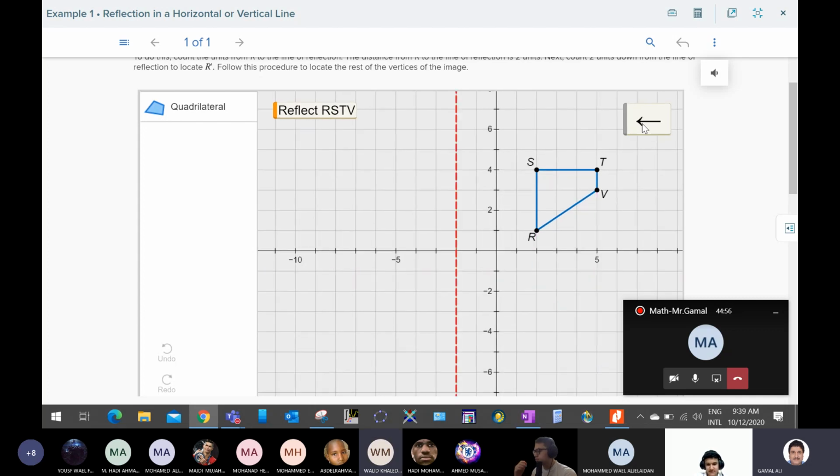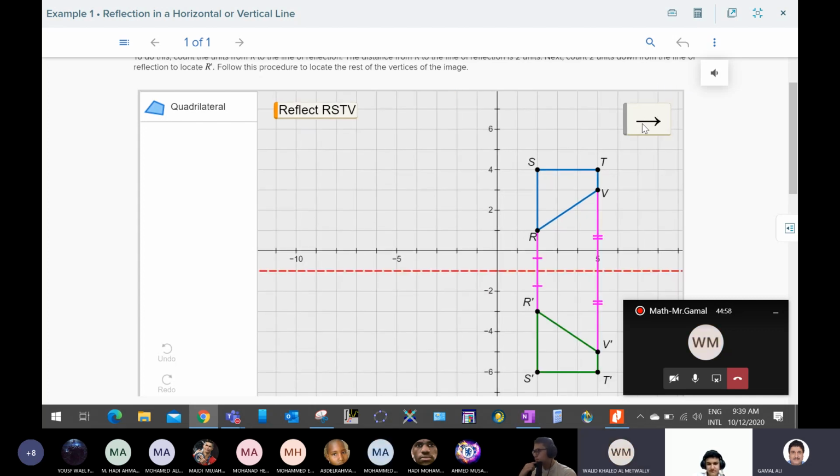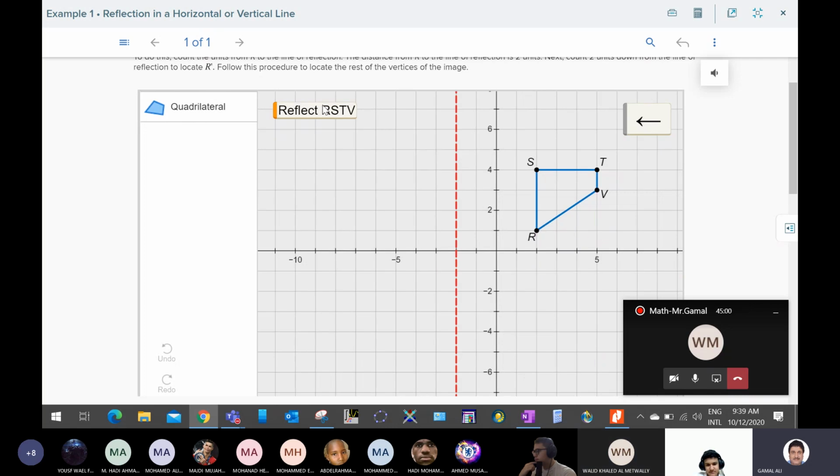Yes. It will be the same. So the length doesn't change, and the angle measures don't change. The proportions are not reversed. But the quadrant will change: what was in the first will be in the second.